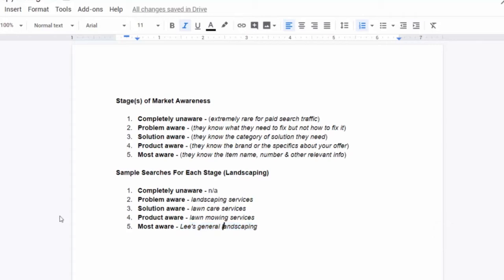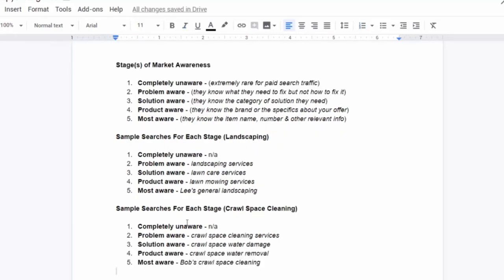So now let's look at another example, crawl space cleaning. So let me go ahead and add that over here. For the crawl space cleaning, this is how we would set this up. So problem aware, crawl space cleaning services. Very top. Solution aware, crawl space water damage. Now we're getting a little bit more specific here. This is the solution that they're looking for, okay? And then product aware, crawl space water removal. And then down here, most aware, Bob's crawl space cleaning.